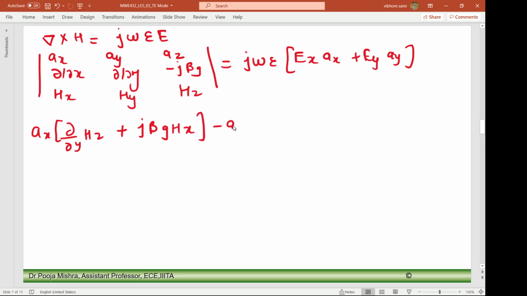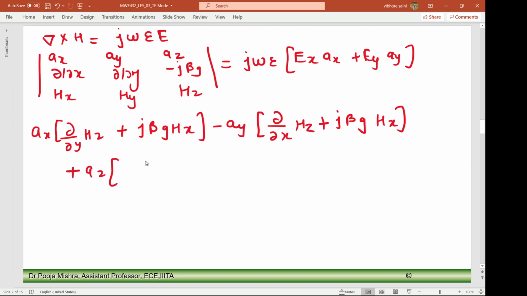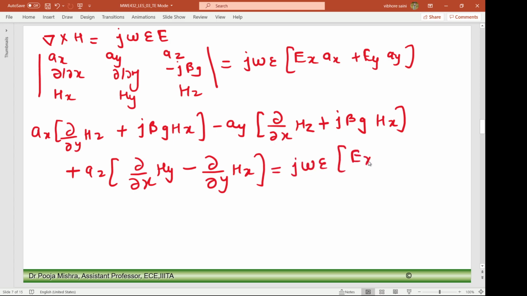minus Ay (del x Hz plus j beta g Hx) plus Az (del x Hy minus del y Hx) is equal to j omega epsilon (Ex Ax plus Ey Ay).